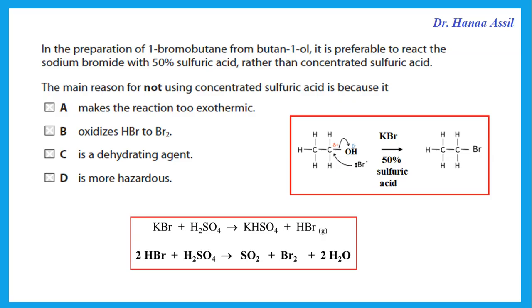Remember, when we were talking about halides with concentrated sulfuric acid, we said KBr, for example, with concentrated sulfuric acid will form HBr. But the HBr will react again with the sulfuric acid because it's a strong reducing agent, and this forms bromine instead of the HBr. So we don't use concentrated sulfuric acid because that would cause the HBr to be oxidized to bromine, and we need the bromide ion to be the one that reacts with the alcohol.